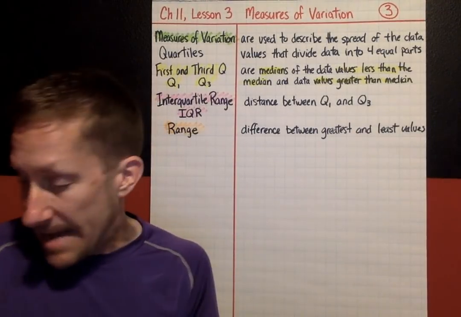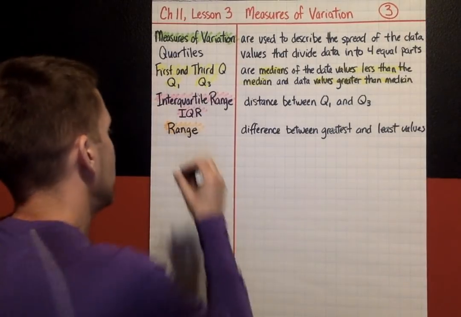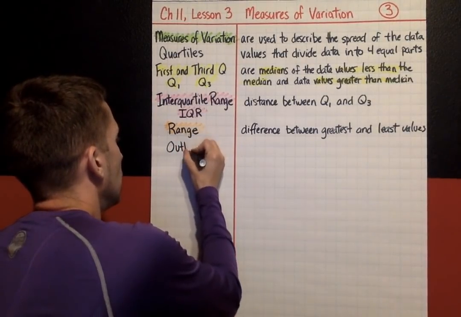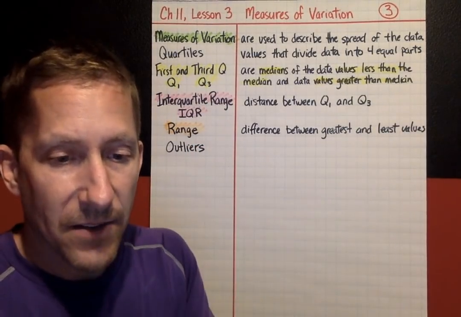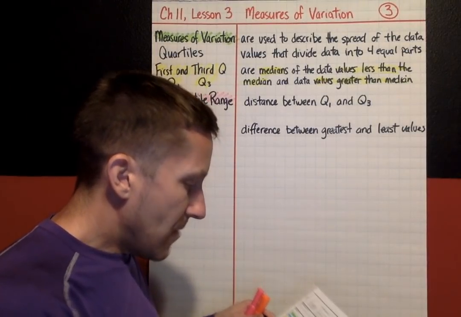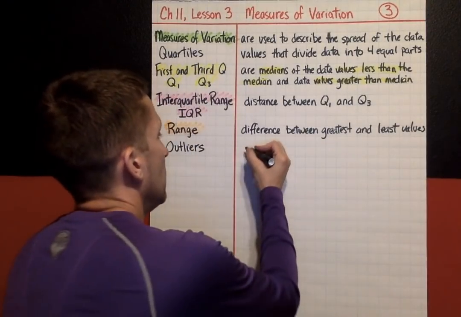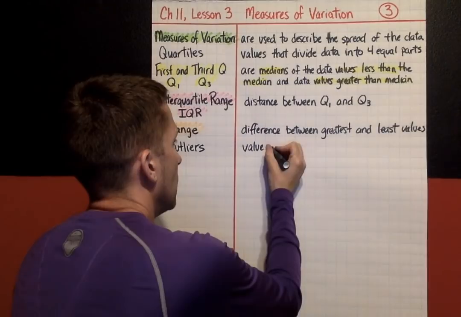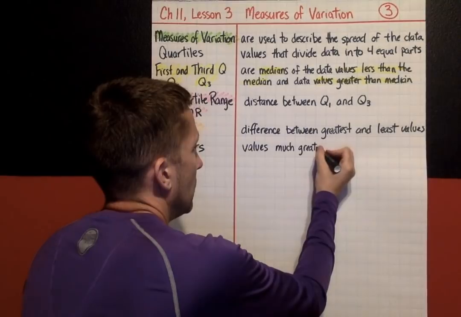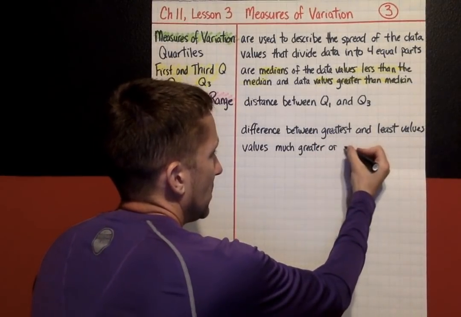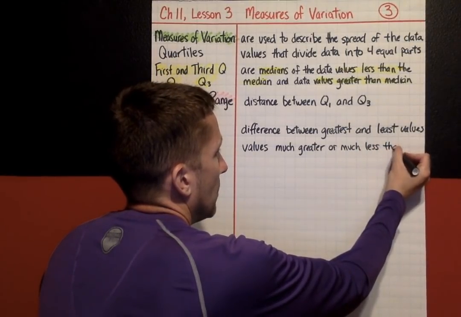And finally, the last thing that we are going to talk about today are outliers. Okay, outliers in your data are values much greater or much less than other values. Values much greater or much less than others.